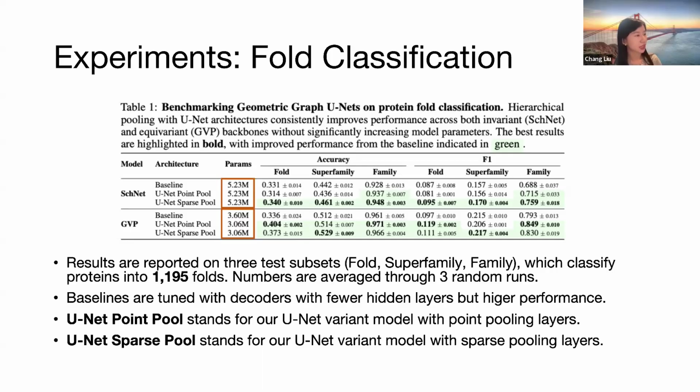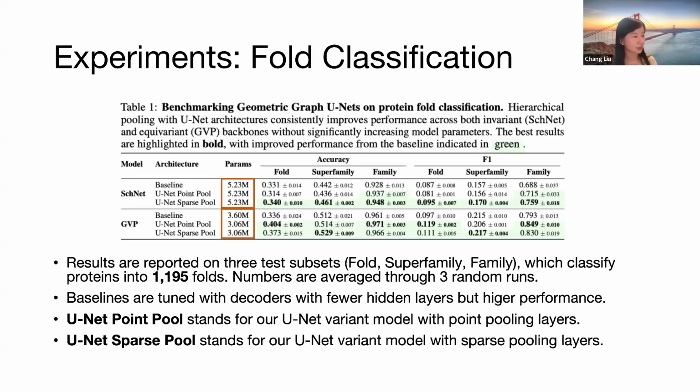And the numbers in accuracy and F1 score are averaged through three random runs. What's worth mentioning is the baselines, SheNet and GVP, are also tuned with decoders with fewer hidden layers with higher performance. So the decoder here is not the decoder we have mentioned in our UNet. It's the decoder of the whole pipeline of the protein workshop that we have illustrated in previous slides. So the decoder is actually the output head.